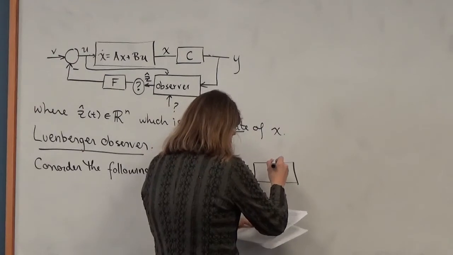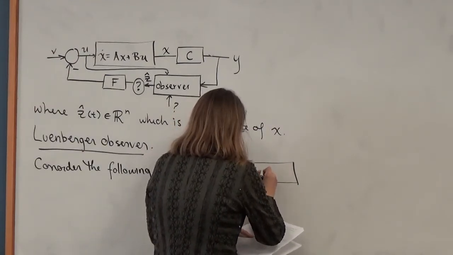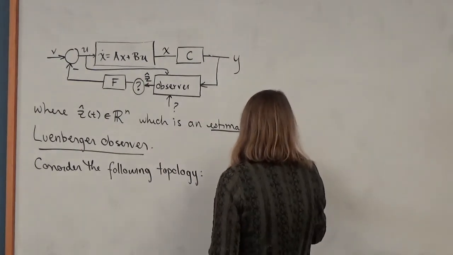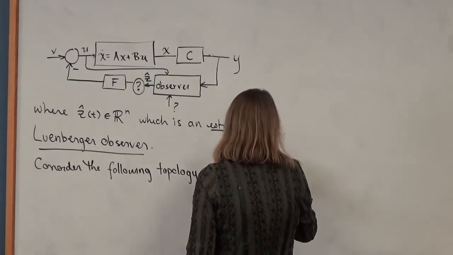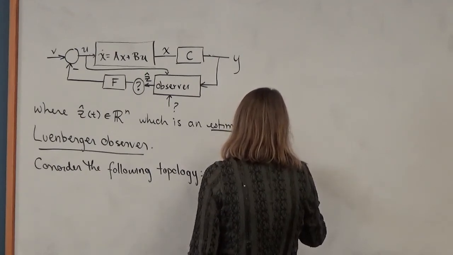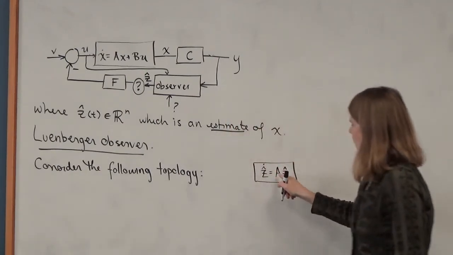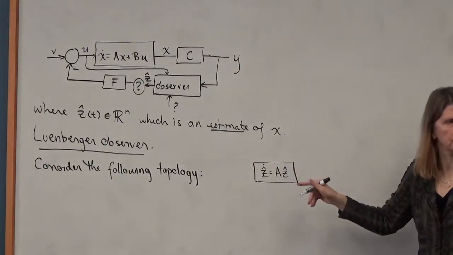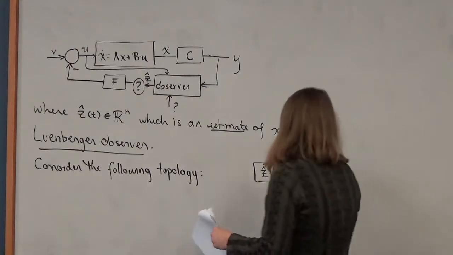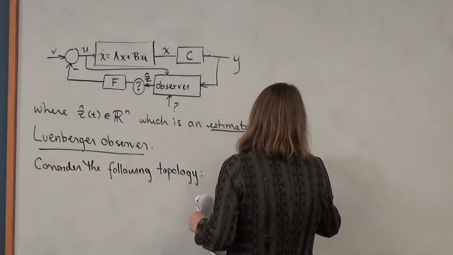So here, I'm just going to put a little system, and I'll use z hat, because that's my name for the estimate of the state. It's a little dynamic system: z hat dot is equal to A times z hat. I know A, so I'm just going to form a new little dynamic system based on A. The output of that is z hat.